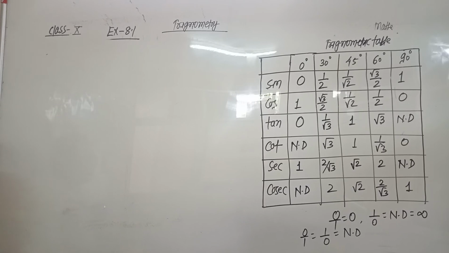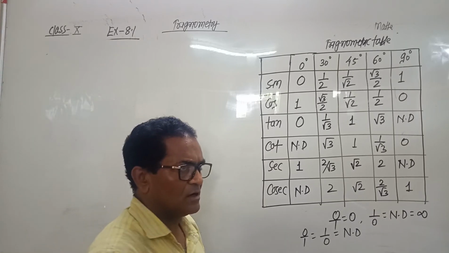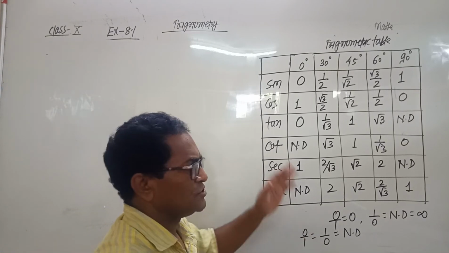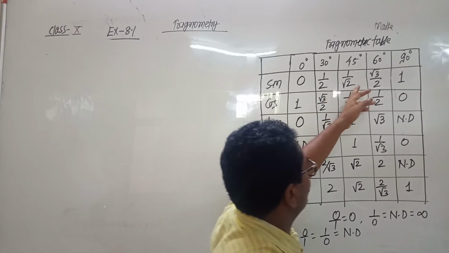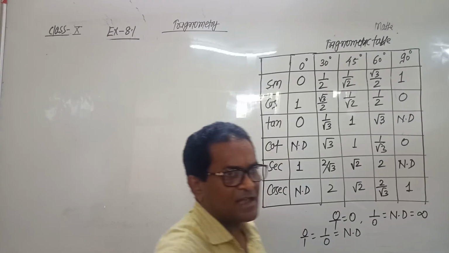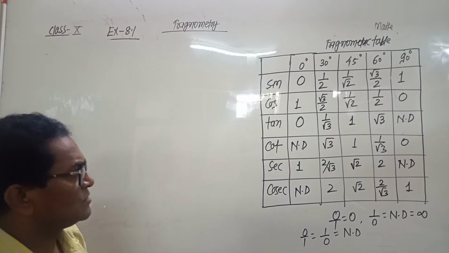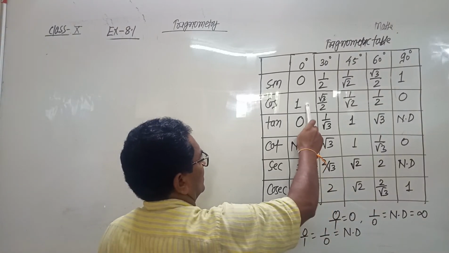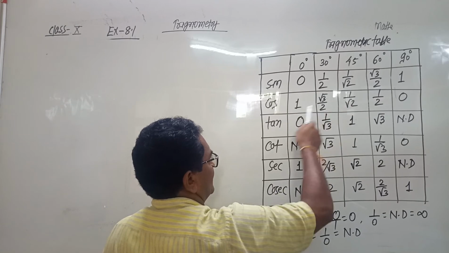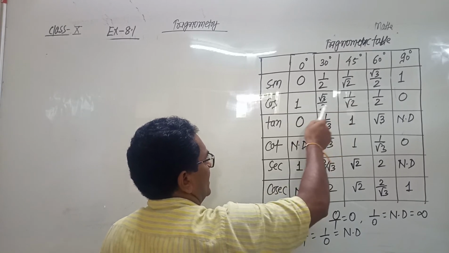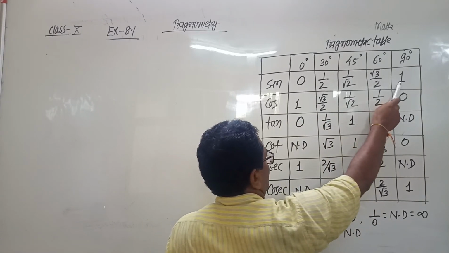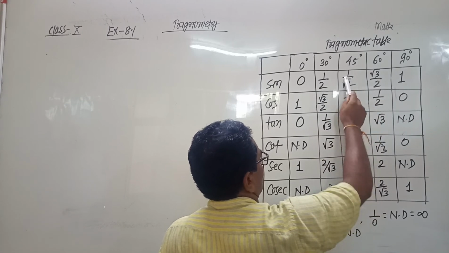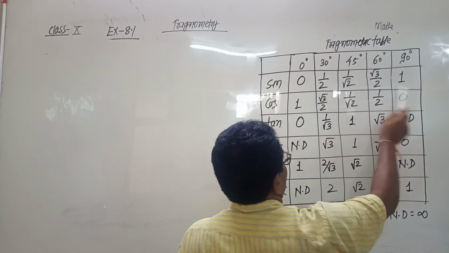Only one row, the first row, you have to learn. Sin 0 0, sin 30 1 by 2, sin 45 1 by root 2, sin 60 root 3 by 2, sin 90 1. To write the value of cos, we will write the value of sine in reverse order: 1, root 3 by 2, 1 by root 2, 1 by 2 and 0.